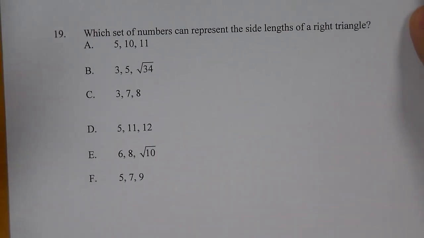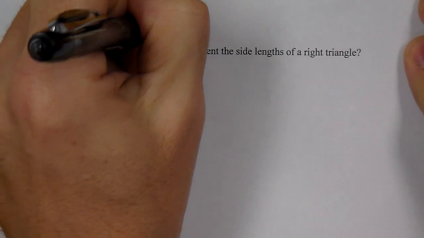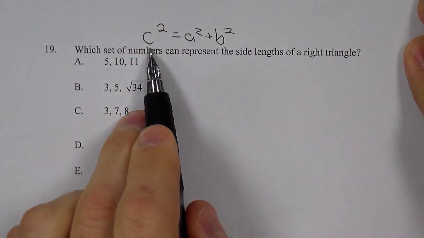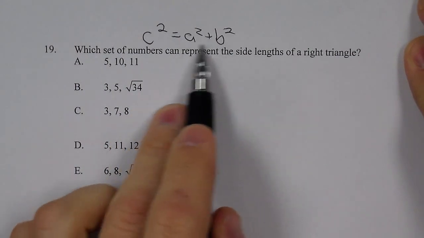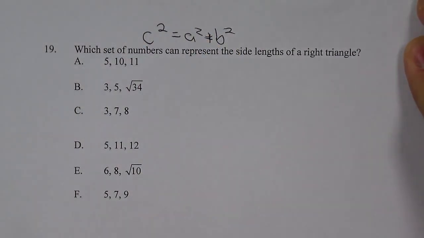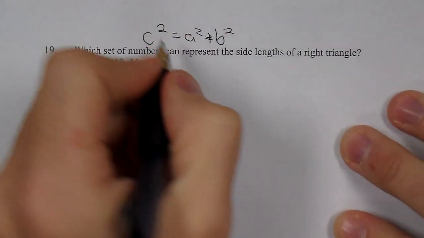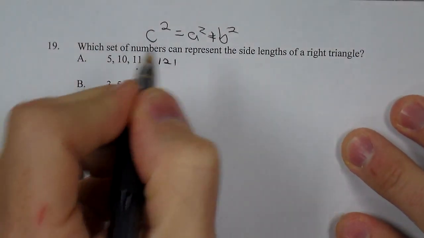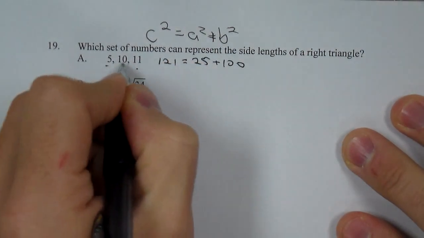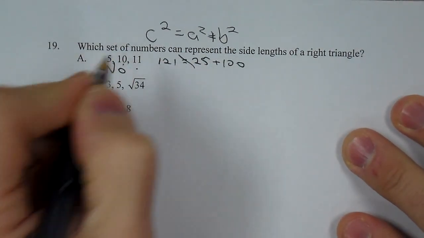19. Which ones can represent the side lengths of a right triangle? This is testing the Pythagorean Theorem. The converse: if the largest side squared is equal to the sum of the other two sides squared, it's a right triangle. If not, it's done. So we can kind of do them quick. I got 121, which is 11 squared. Is that equal to 25 plus 100, which is 5 squared and 10 squared? Nope. So that one's a no.